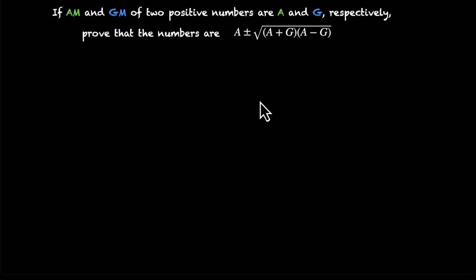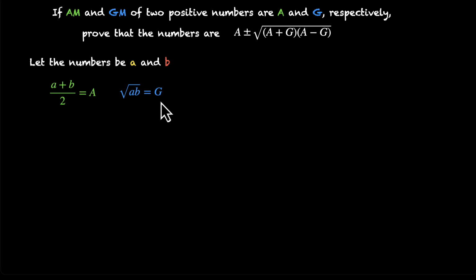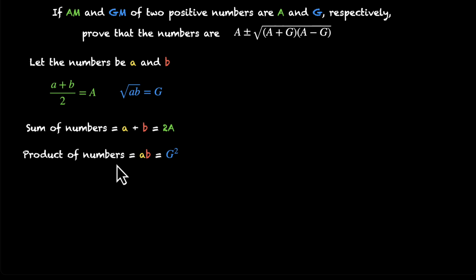Okay, so let's do this together. We know that AM and GM are A and G. Let's assume that the numbers are a and b. So if AM is A, we know that (a plus b) by 2 is equal to A. And if GM is G, we know that square root of ab is equal to G. From these two, we can figure out what the sum and product of these numbers are. The sum of numbers a and b is equal to 2A. And the product of the numbers, ab, is equal to G square.